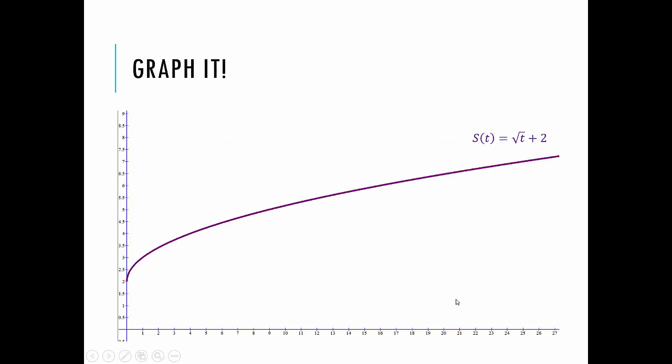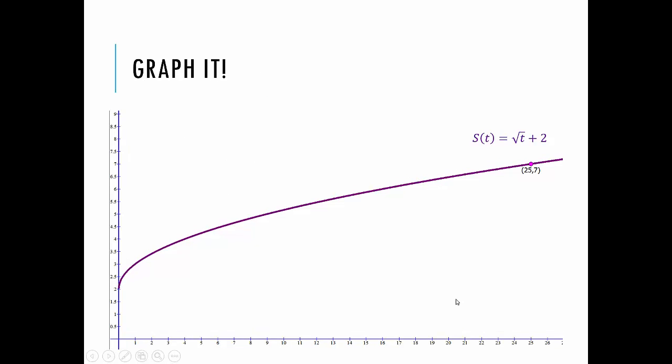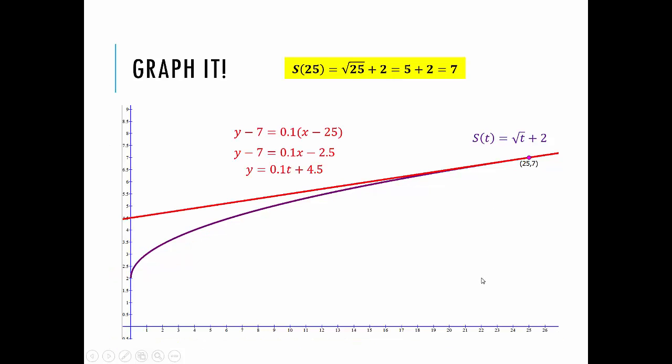Once again, we could look at the graph of this. I can plot that point, (25, 7). I have a point, I found the slope, and I can go through my y minus y1, and I can actually get my tangent line equation.